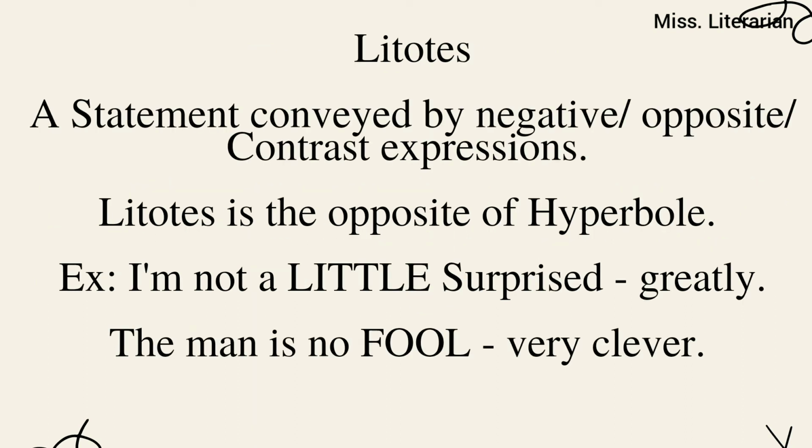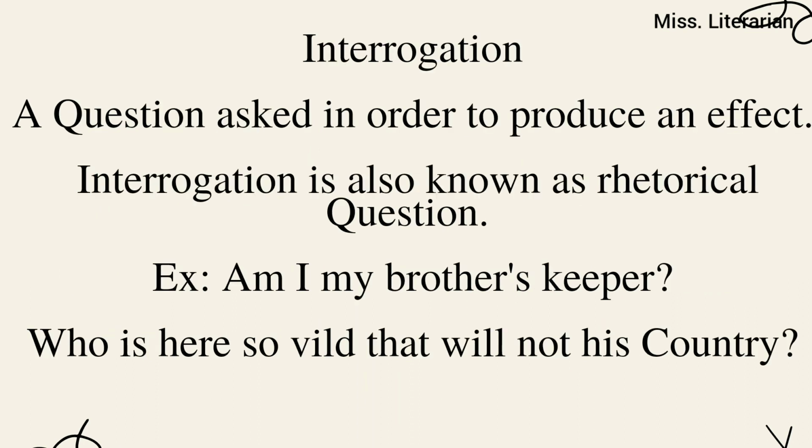Litotes. Litotes is an ironic understatement in which an affirmation is expressed by the negative term, that is, negation of the opposite or contrary term. Example, I am not a little surprised. So here means I am greatly surprised. The man is no fool, which means the man is very clever. Litotes is just the opposite of hyperbole because this is like a complete contrast or a contradictory term.